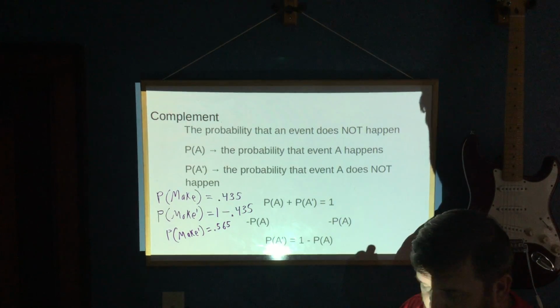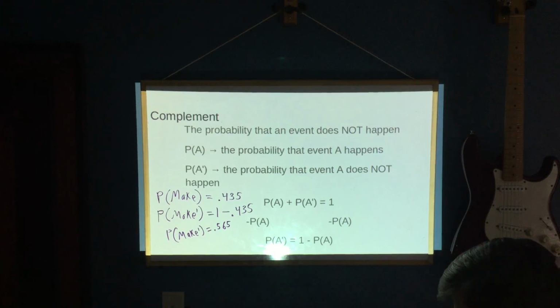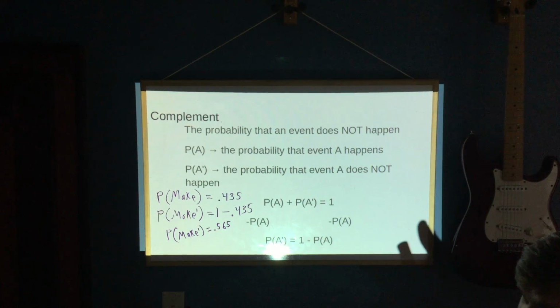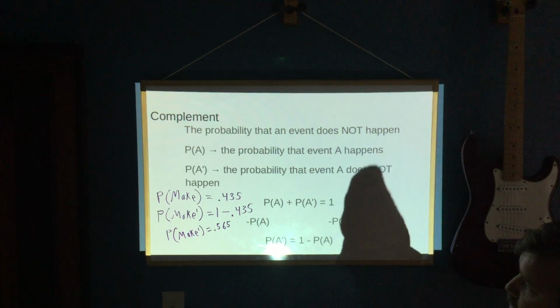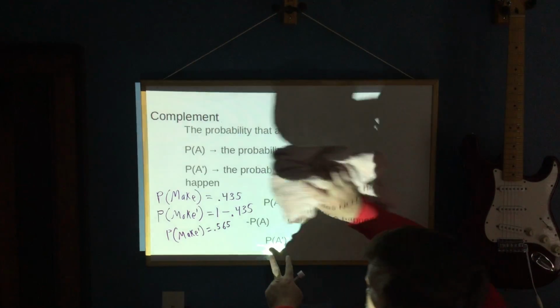I hope that's a really simple concept. If you want to find the probability that something doesn't happen, which is called its complement, you take 1 minus the probability that it does.